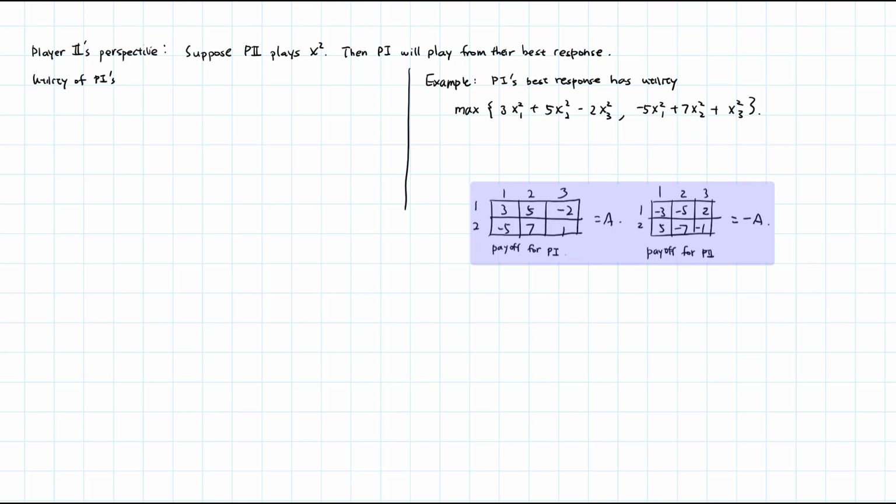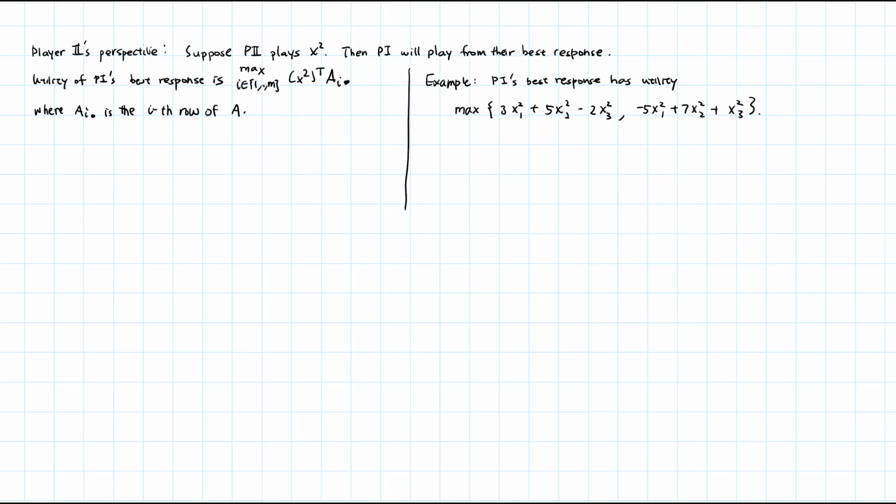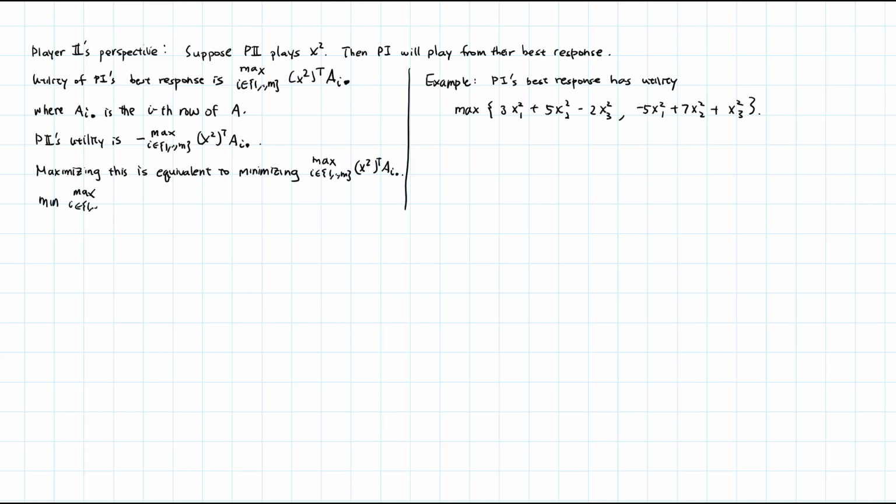The utility for player 1's best response is the maximum over all i of x2 transpose a_i., where a_i. is the ith row of A. This is the utility for player 1, so the utility for player 2 is minus the maximum of this expression. Player 2 wants to maximize this utility. And maximizing this is equivalent to minimizing the expression without the minus sign. So player 2 will minimize this maximum subject to the probability distributions for player 2.